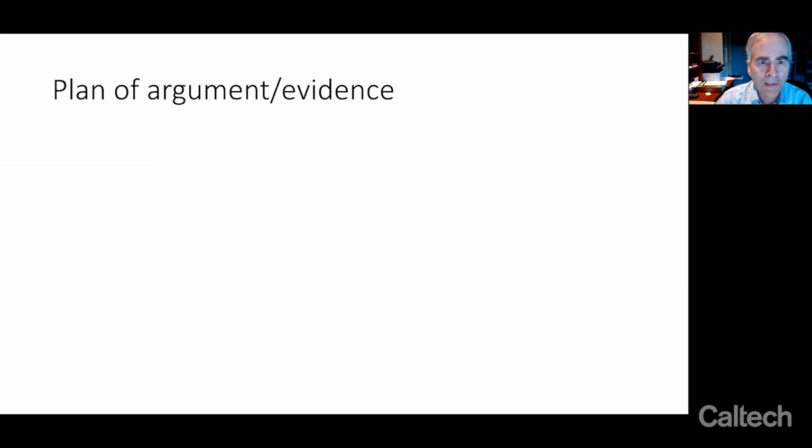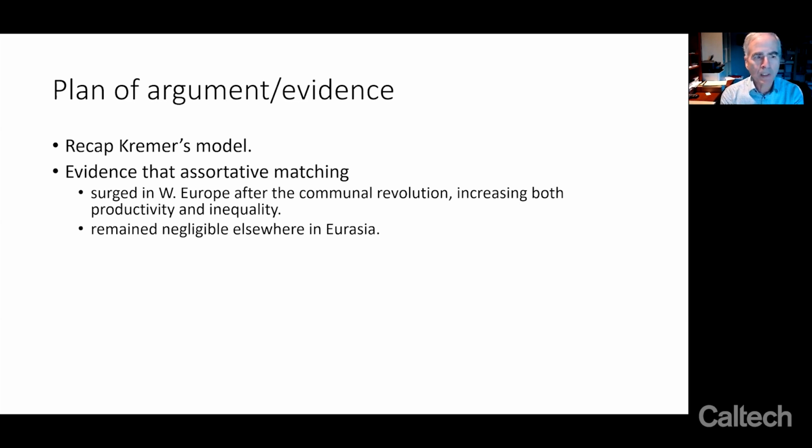So the plan of the argument and evidence that I'll run through is to first recap Kremer's model, then provide some evidence that assortative matching did indeed surge in Western Europe after the communal revolution and had both of the sort of welfare effects that Kremer's model highlights, namely productivity and inequality effects, and then largely remained negligible elsewhere in Eurasia over the time period that we're looking at, which is 1000 to 1800.